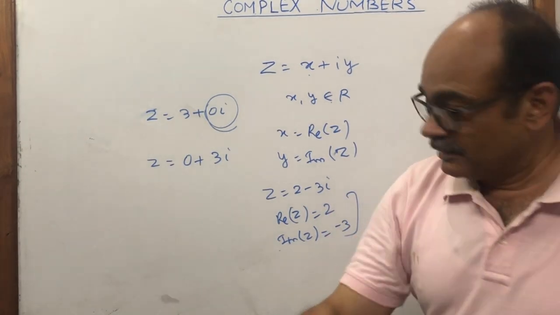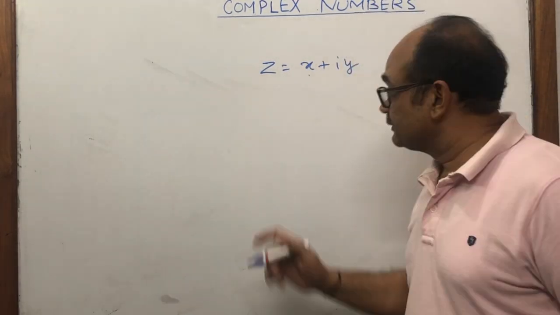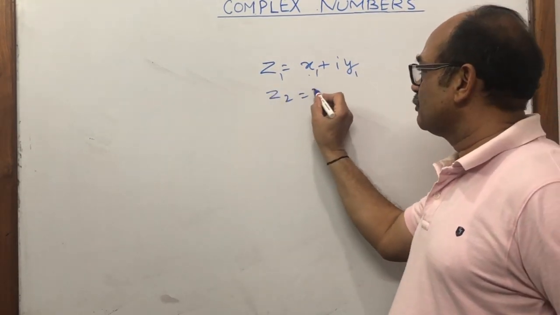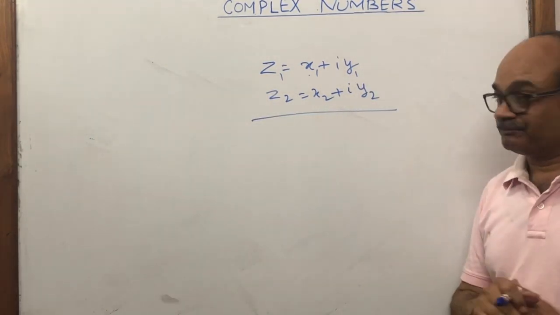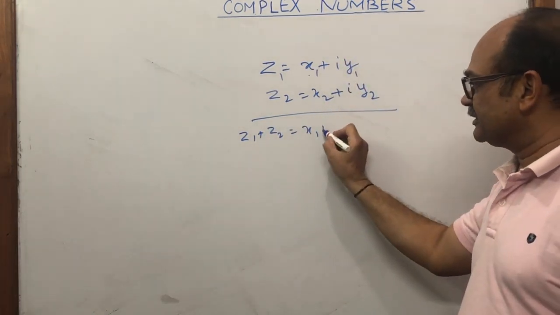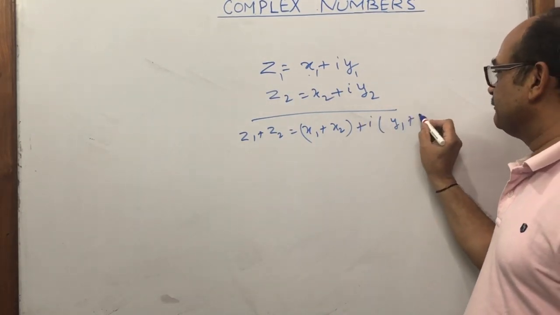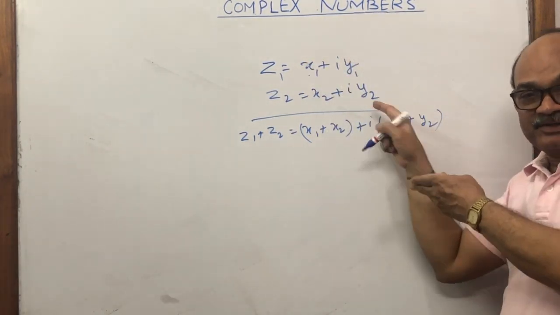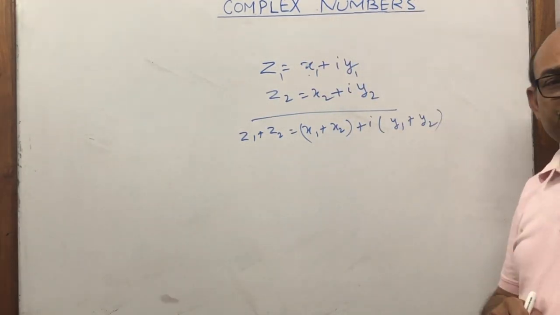Correct? Addition and subtraction are very simple, same as our real numbers. Say z1 is x1 plus iota y1, and z2 is one more complex number, x2 plus iota y2. We want to add these two. So z1 plus z2: real part added with real part, just like we did in smaller classes, and imaginary part added with imaginary part. It cannot happen that the imaginary part gets added to the real part. No, it's not possible. You have to add real with real and imaginary with imaginary.